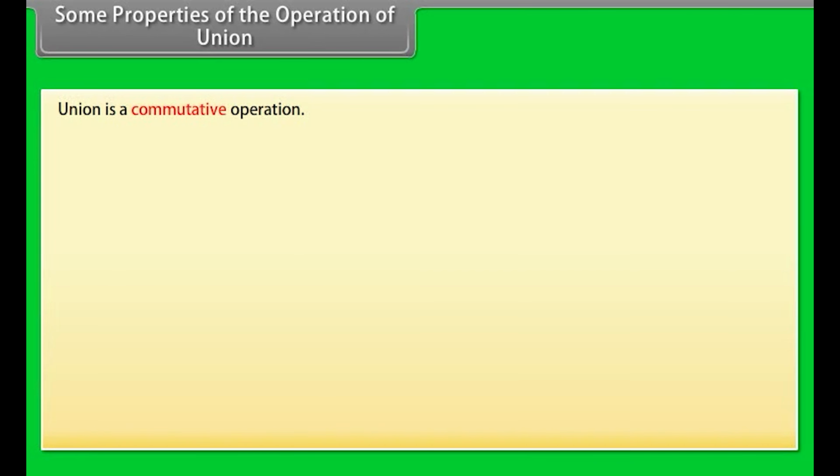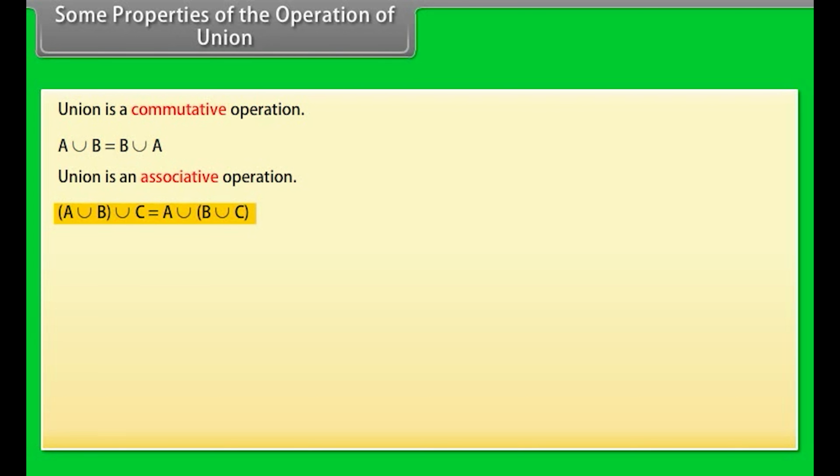Some properties of the operation of union. Union is a commutative operation. A union B is equal to B union A. Union is an associative operation. (A union B) union C is equal to A union (B union C).